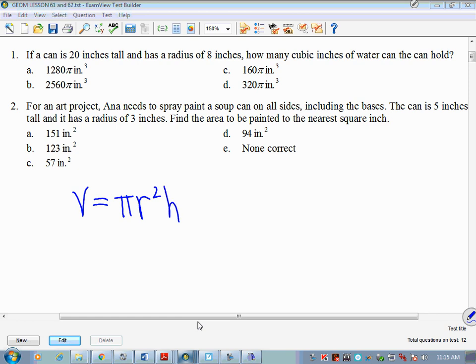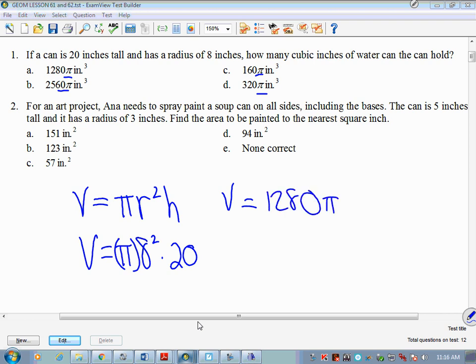Pi r squared height. Now all we need to do is substitute. What is my radius? 8. So I'm going to square 8 and multiply it by my height, which is 20. If you'll notice in the answers, they leave pi out, which means I don't need to include pi yet. So what's 8 squared? 64. All I need to do with my calculator is take 64 times 20. What's 64 times 20? 1,280. But I do need to include my pi: 1,280 pi inches cubed.